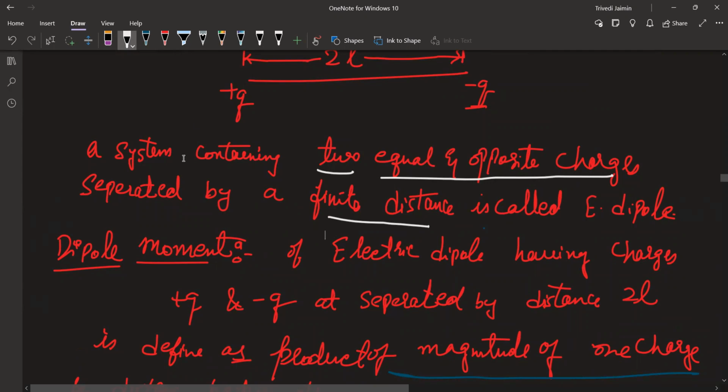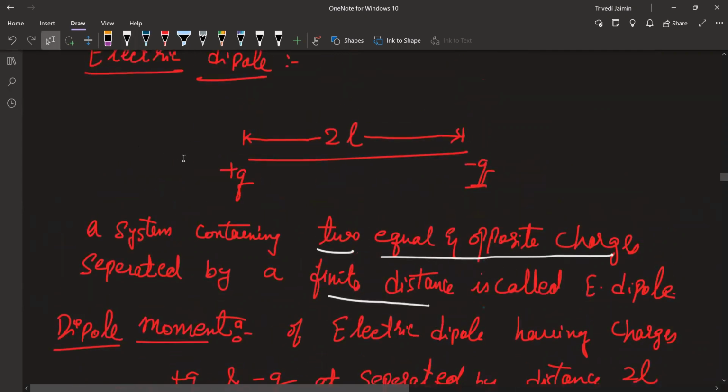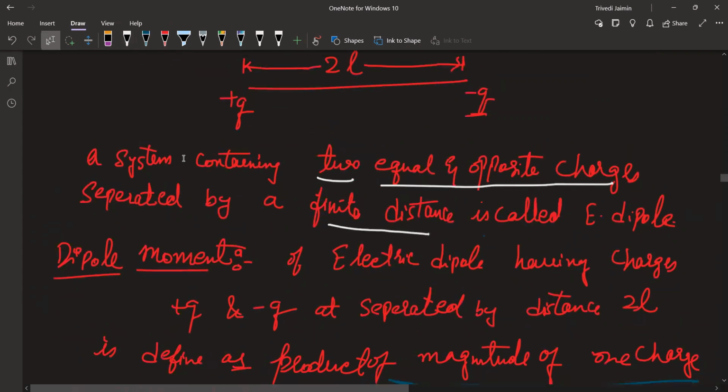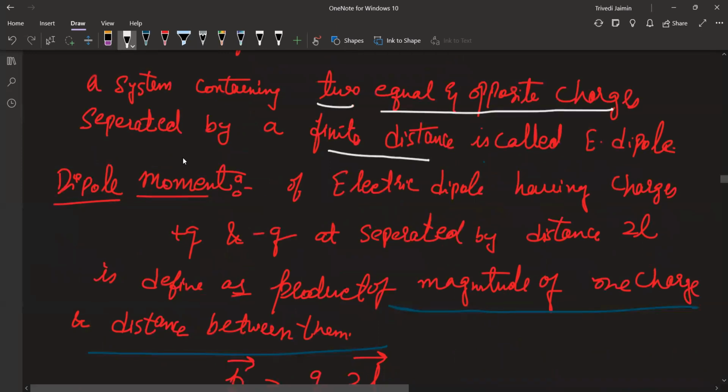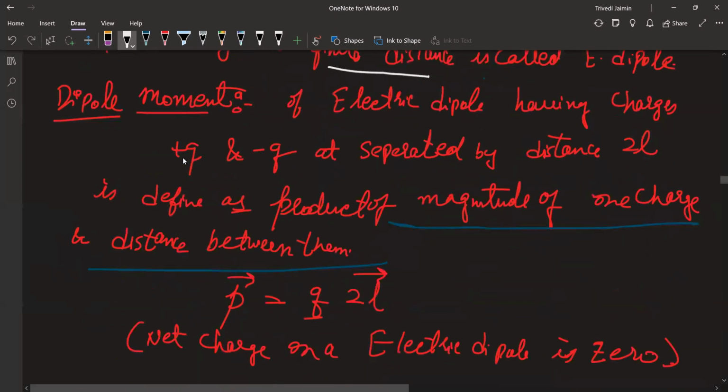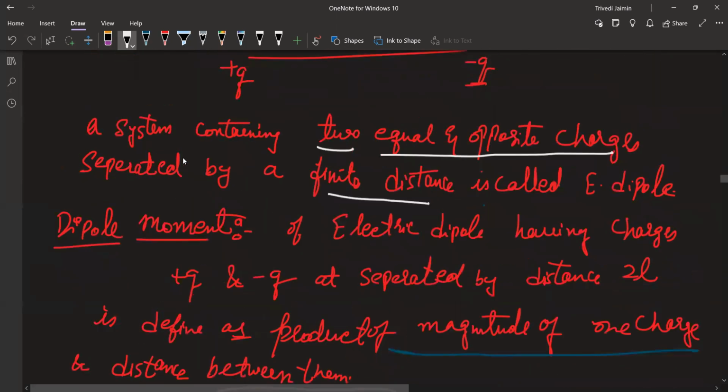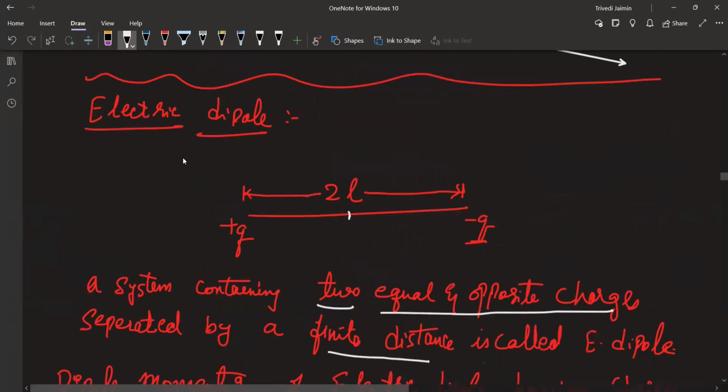So what is a dipole? When there are equal and opposite charges, they make a dipole. And the moment of that dipole is called the dipole moment, in a simple way. The product of q and 2L, or the distance, will give you the dipole moment. Now why are we taking 2L? Because L is the distance from the center on each side, so the total distance is 2L.